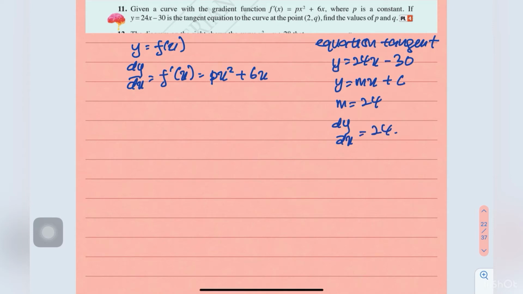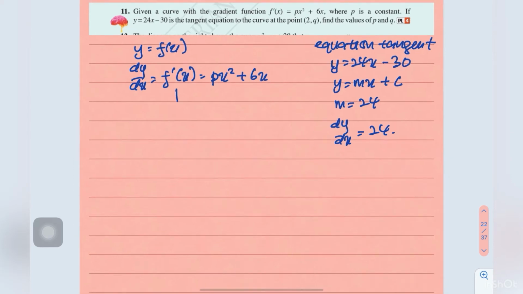So then we can substitute into the equation. So dy dx is actually f prime x. So this equals 24, p times x squared plus 6x at this point. So x is 2: p times 2 squared plus 6 times 2. So 12 over 4, so p equals 3.